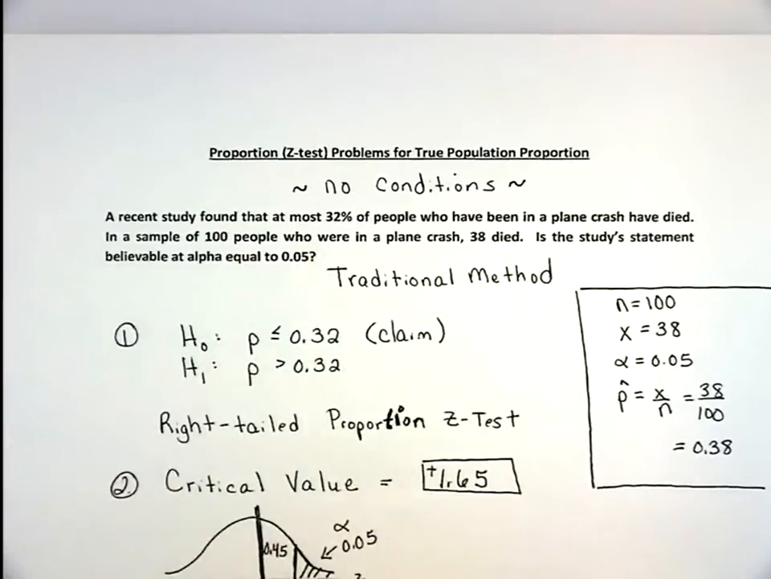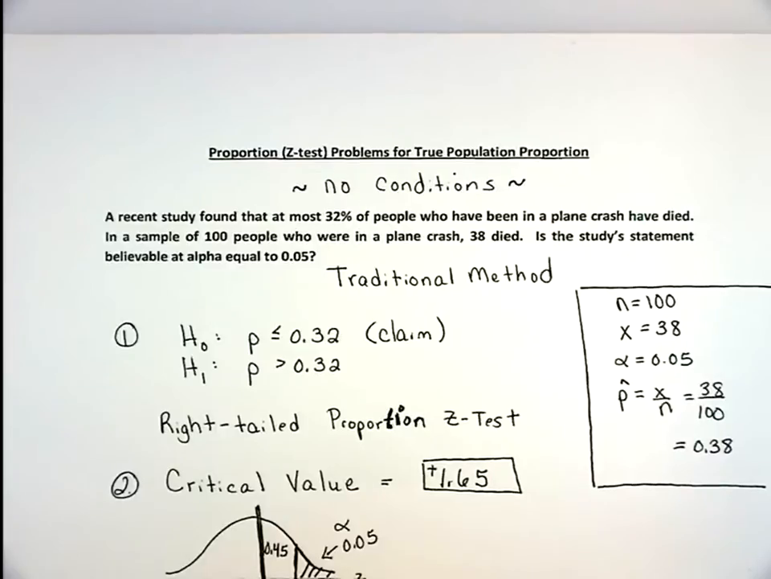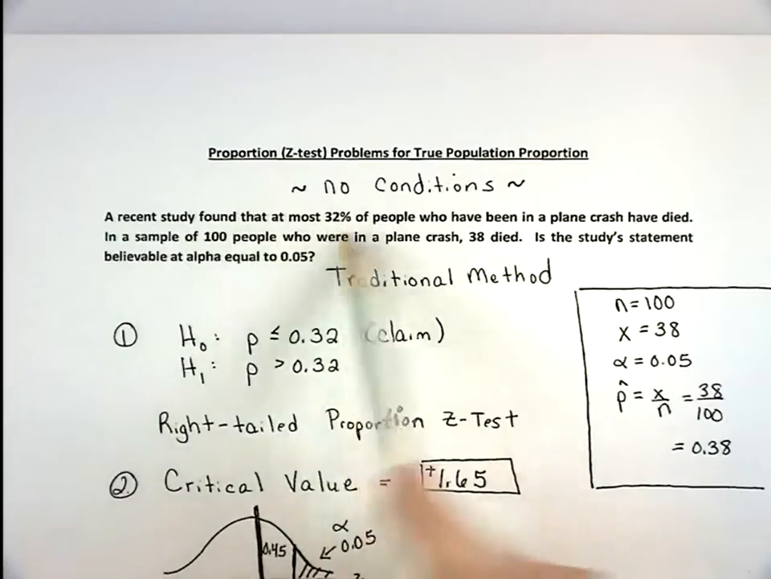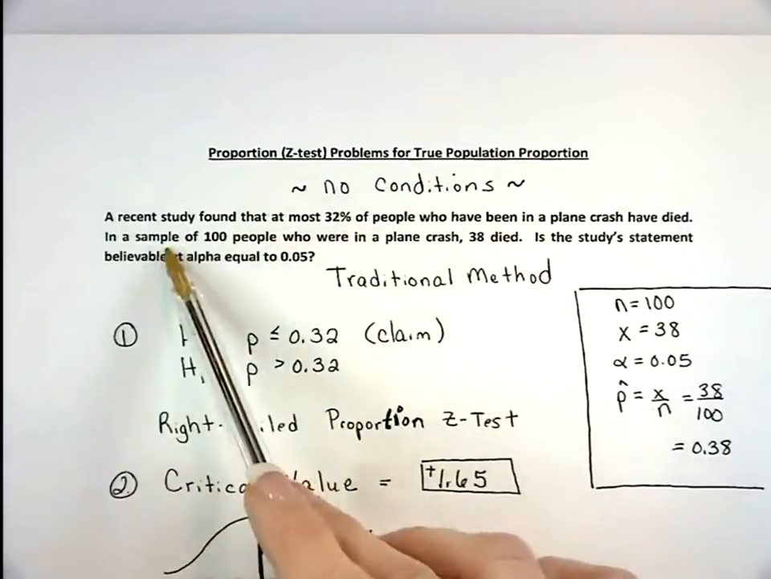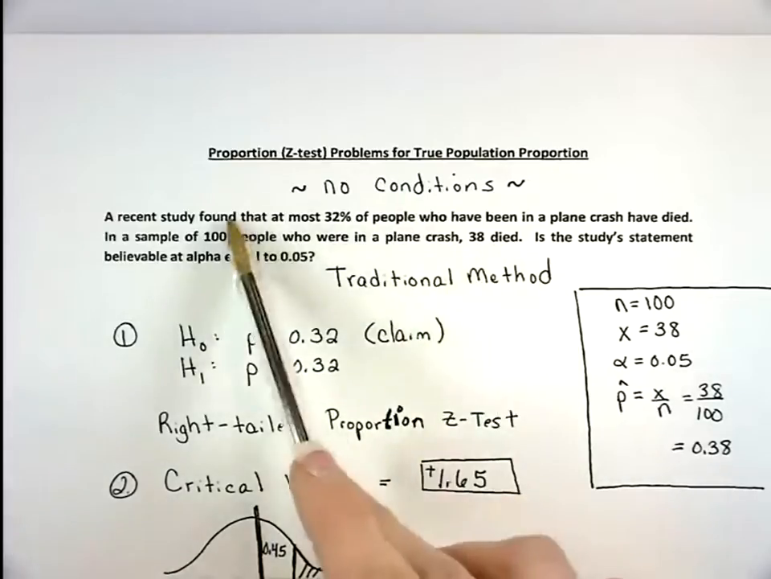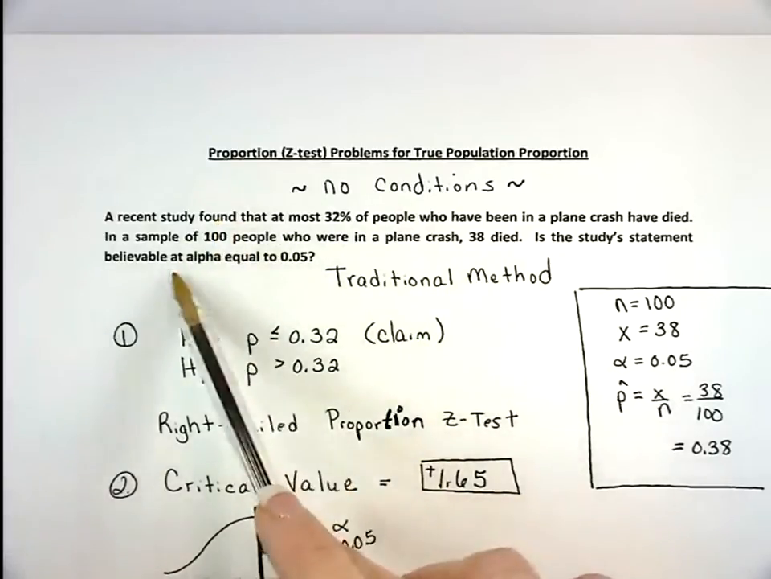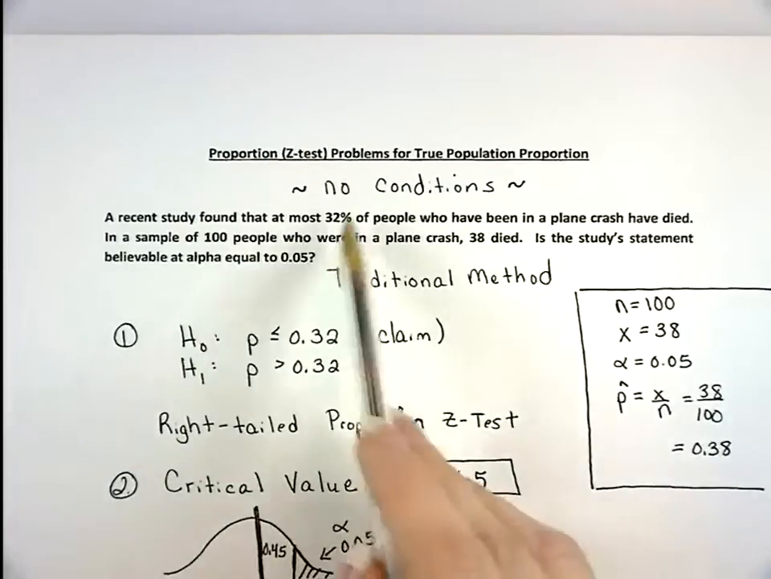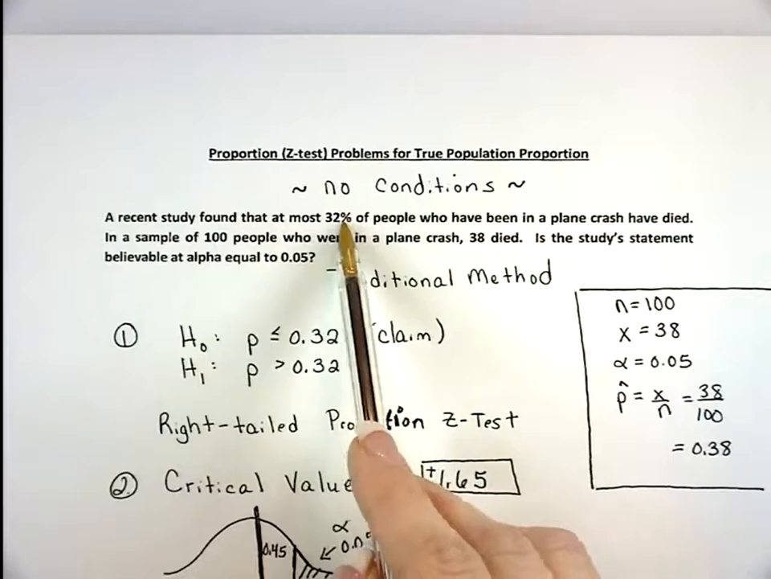We have to figure out that, first of all, this word problem does not mention the word mean or average. It does not mention standard deviation or variance. As a matter of fact, it gives a percentage here that at most 32% of people who've been in a plane crash have died. In a sample of 100 people who were in a plane crash, 38 died. Is this study statement believable that at most 32% of people who've been in a plane crash have died? That is the claim. Is the study statement believable?